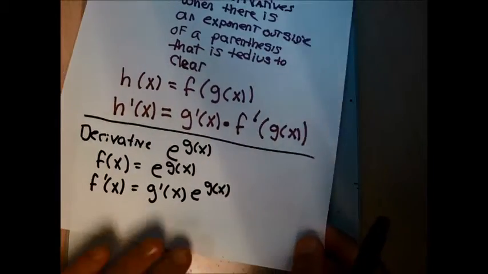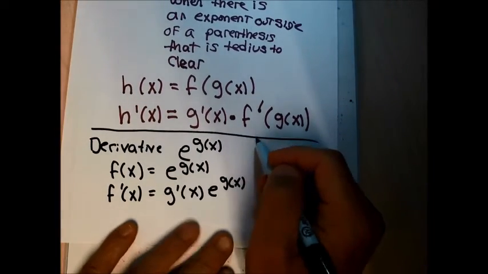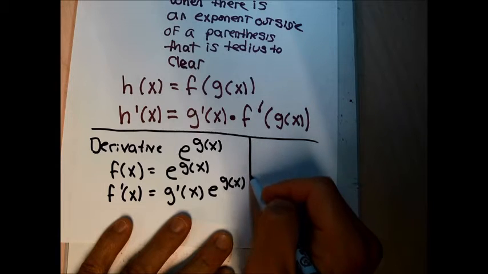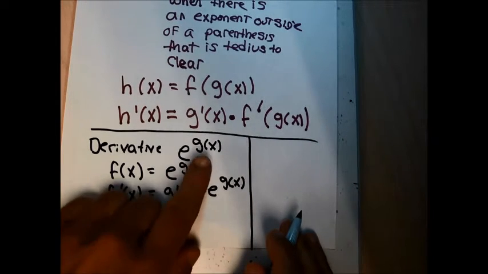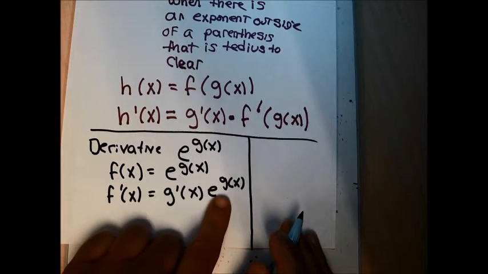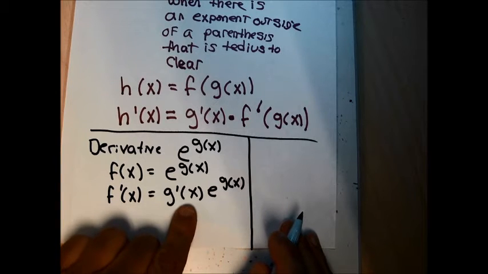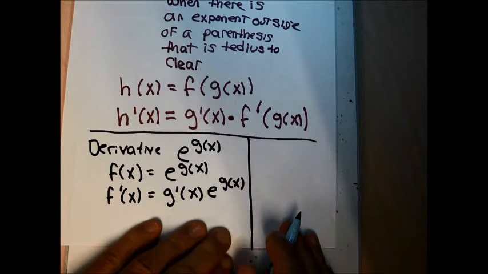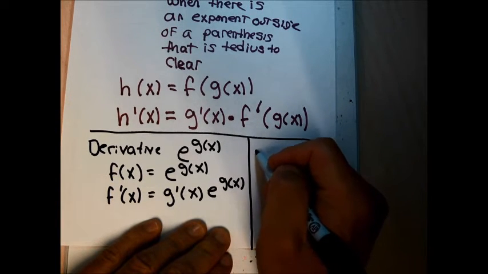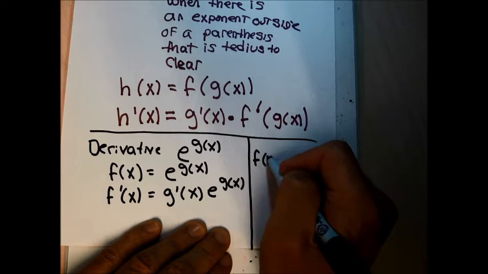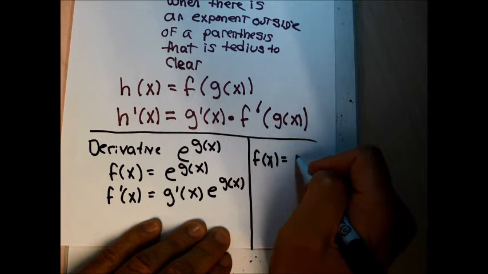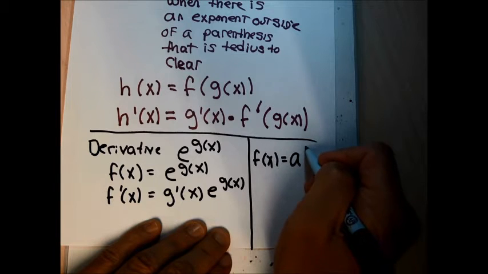Alright, so we need another rule. That's why I broke the video where I did. And it's a real similar rule. So we just did a bunch of derivatives with e's. And basically to find the derivative of an e, you leave the e part unchanged and you multiply by the derivative of its exponent.